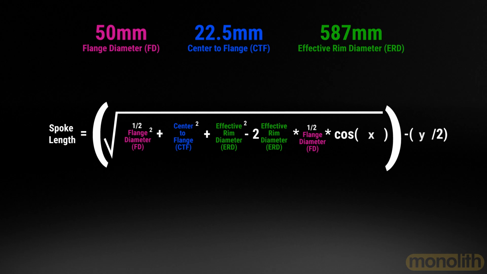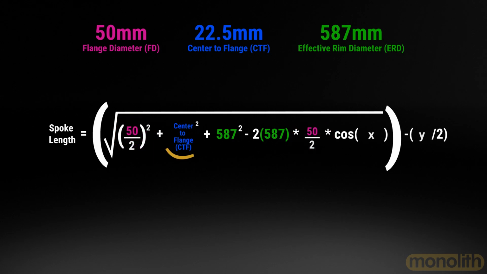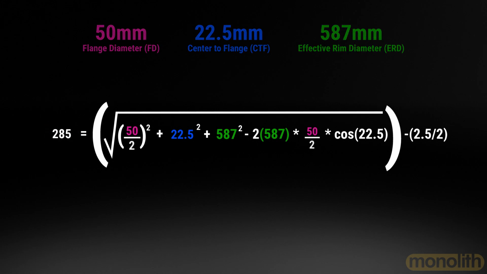To solve for spoke length, let's plug in ERD for this velocity rim and nipples, 587 millimeters. Next, plug in the flange diameter value. For our example Onyx hub, this was 50 millimeters. Last, drop in the center-to-flange, 22.5 millimeters. X represents the 32-hole 3-cross pattern in our example. Y is for variations in hole diameter. We'll use a fixed value of 2.5 millimeters. With these values in the formula, we see an ideal spoke length of 285 millimeters.